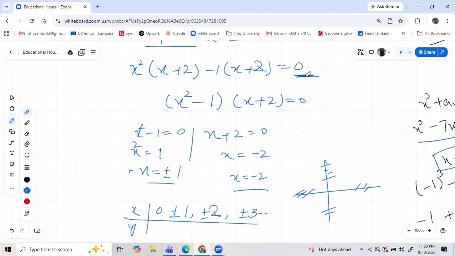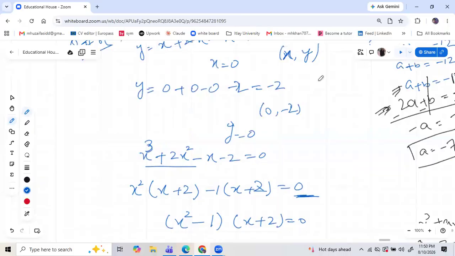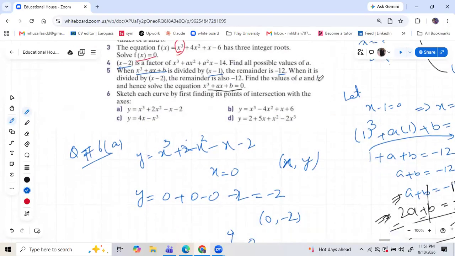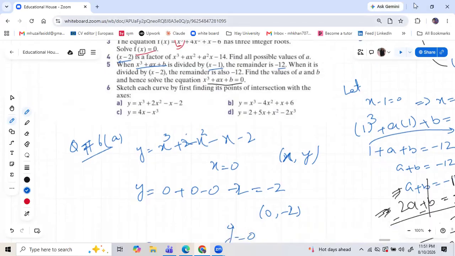Okay. Is there any confusion regarding this one part? No confusion. Okay. Just a minute, wait.